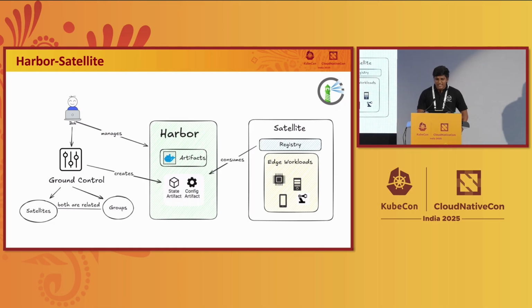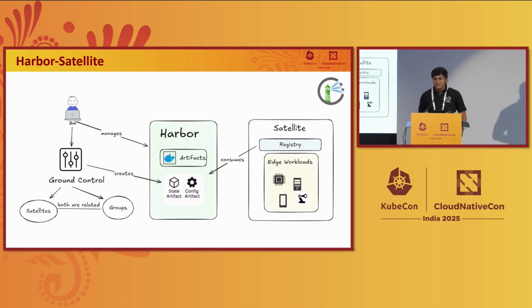So this is pretty much the architecture of Harbor Satellite and how we manage to do this. There are three components. One of them is satellite, and the second is Harbor, the central Harbor registry, and the third one is ground control. Ground control is where you manage the satellites. So assigning satellites to different images and groups, and then sending out which satellites should have which images. So it's kind of a rule set. You can manage it from the ground control, and ground control talks to Harbor and vice versa.